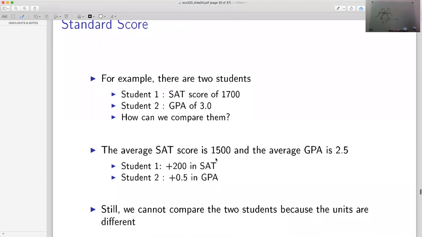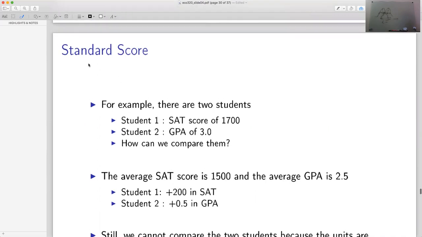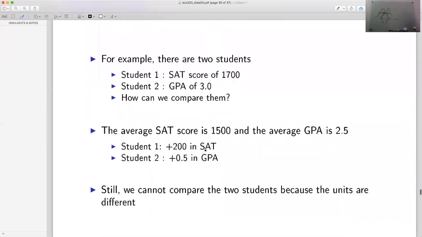These are some examples, like your SAT or GPA, I mean, standard scores. This is actually quite important. For example, a student has an SAT score of 1700, which is based on 2400, the old SAT, and a GPA of 3.0. How do we compare them? Sometimes the comparison might be easier if we compare using the standard deviation. For example, the average SAT score is 1500 and the average GPA was 2.5. That means, okay, it's a 0.5 percentage.